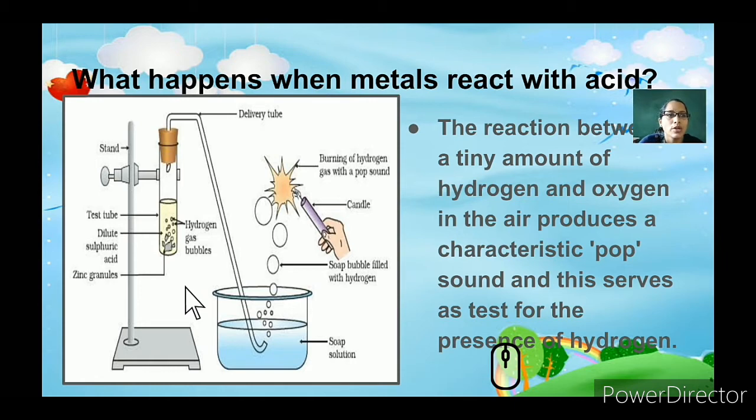Now, how do you know if hydrogen is released or not? We will conduct a small experiment to test for the presence of hydrogen. You bring a lighted candle near the bubble, and you will see the burning of hydrogen gas with a pop sound. Whenever you hear a pop sound, it indicates the presence of hydrogen gas.